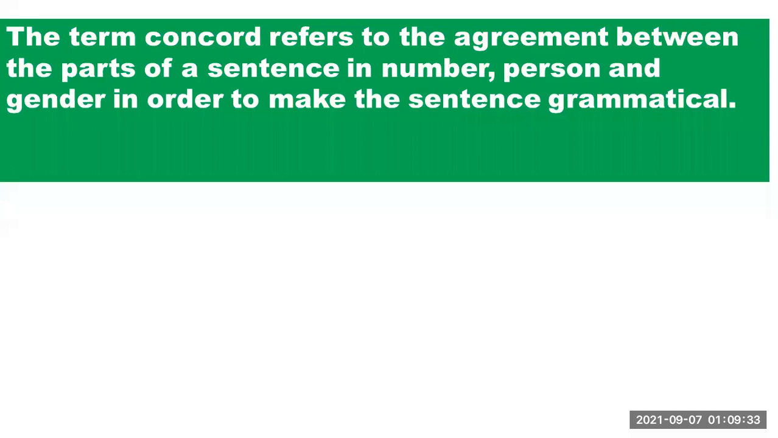Now, the term Concord refers to the agreement between the parts of a sentence in number, person, and gender in order to make the sentence grammatical. When we talk about number, we are talking about singular and plural. One of the rules of Concord is that if the subject is singular, the verb should be singular. If the subject is plural, the verb should be plural. We shall look at the various rules. And we also look at persons in terms of first person pronoun, second person pronoun, third person pronoun, and the rules that apply to these various parts of the sentence, all right?